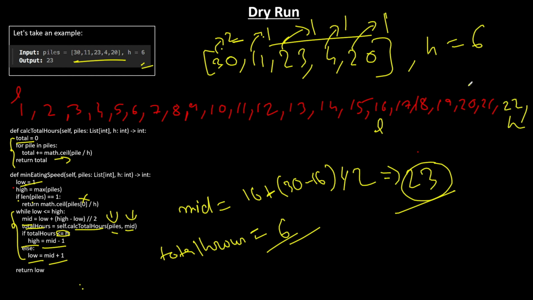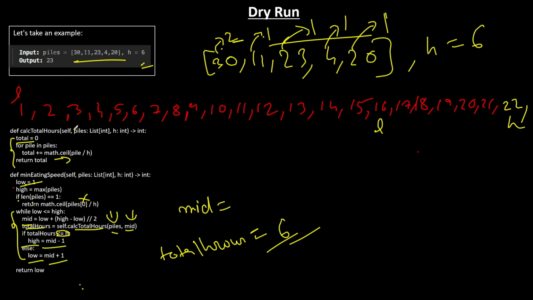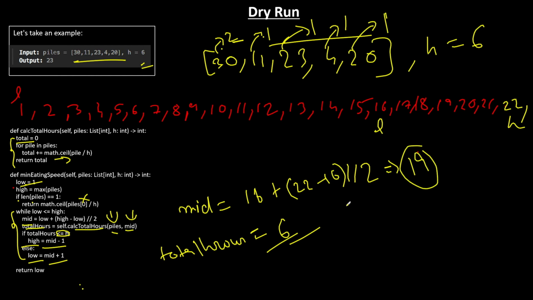Again, we will calculate this particular value, low plus high, whatever it is. So if we do that, 16 plus (22 minus 16) divided by 2 gives me how much? 22 minus 16 divided by 2 plus 16 gives me 19. Okay, so mid value is 19 now. So again, it will go back to this array and we will divide it.